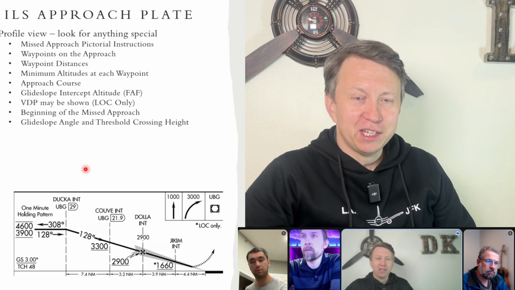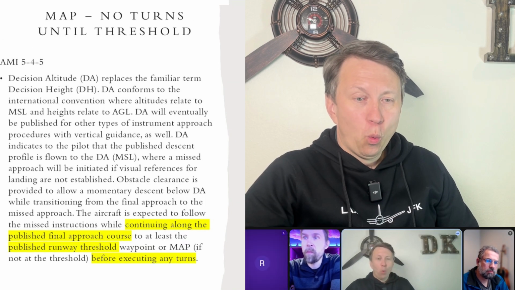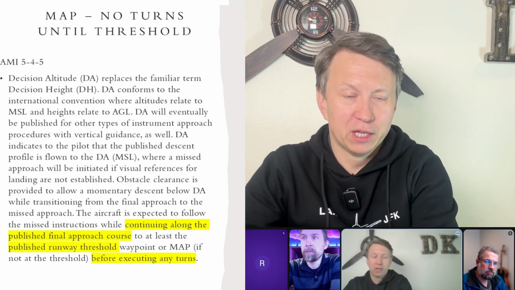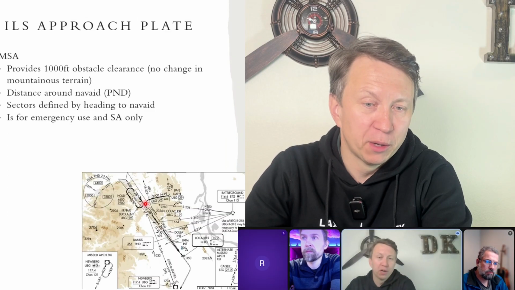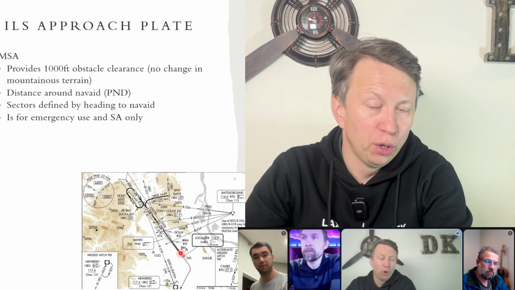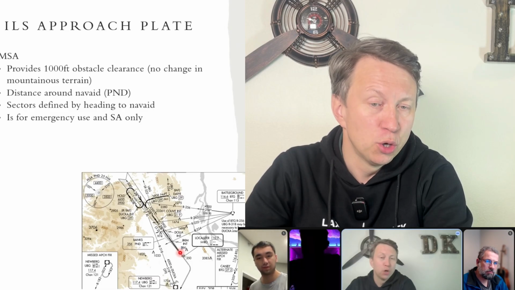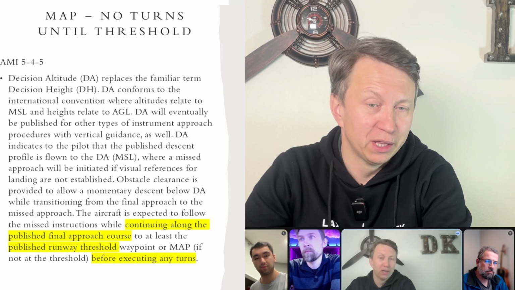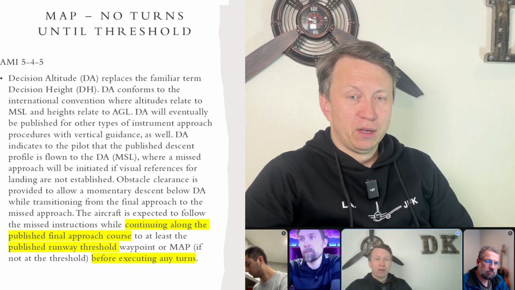I don't think I have it handy, but let's look at the plan view. When you are on the approach course and you are going towards the runway, you can start climbing at any moment, but you cannot start turning before you hit the threshold of the runway. That's specifically in the AIM.